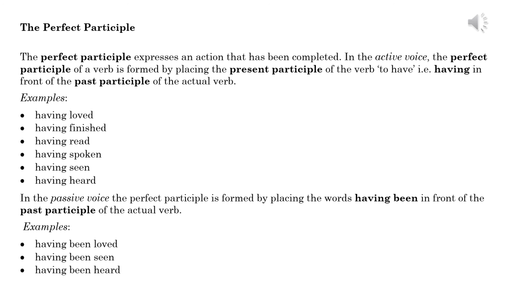In the passive voice, the perfect participle is formed by placing the words having been in front of the past participle of the actual verb. Examples: having been loved, having been seen, having been heard.